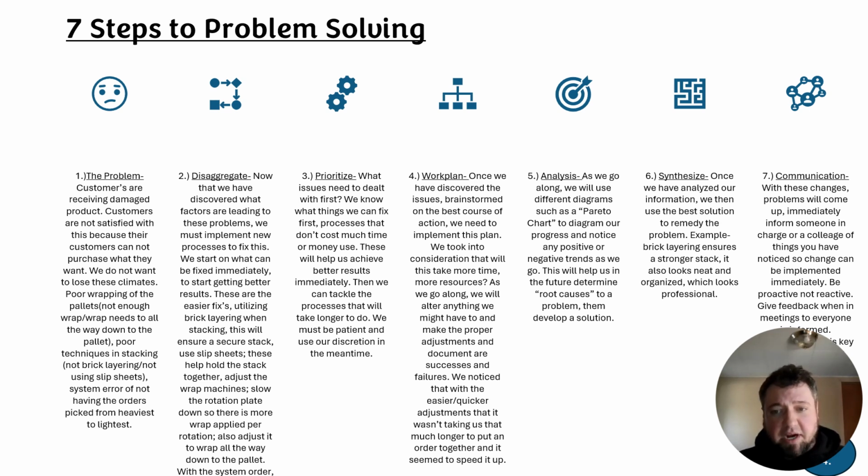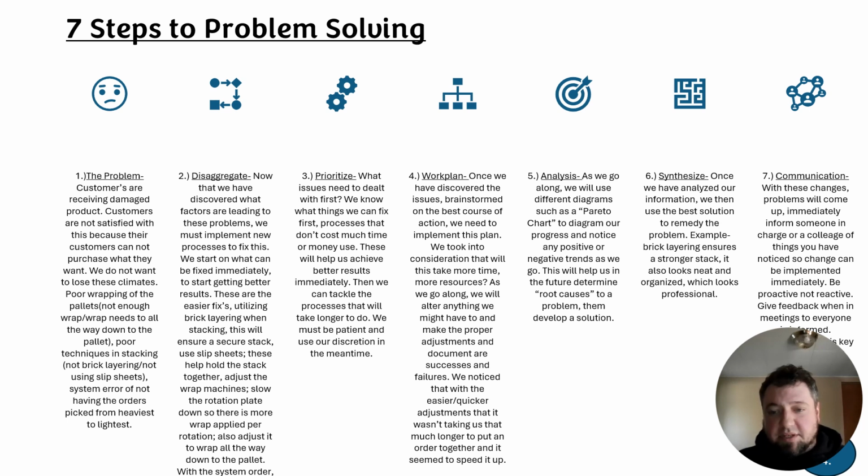Once we have prioritized what issues we're going to fix right away and address the bigger ones later, we lay out a work plan. We brainstorm, we come up with ideas, and we put them forth and basically do trial and error. As we're doing this work plan, on the 5th step, we analyze the information with our new work plan and see what's working, what's not working, what needs to be adjusted. For the 6th step, we synthesize. Once we have found our best course of action, we implement that plan.